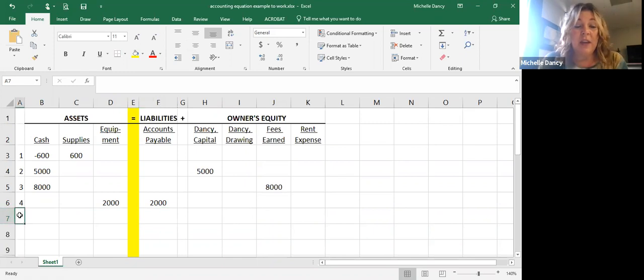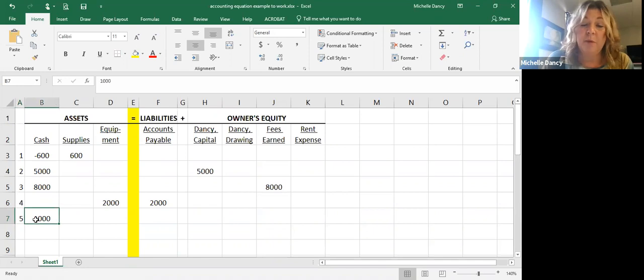Then let's go over here to number 5. And it says paid rent for the month, $1,000. Every time I see that word paid, I know that it means I spent money. Think about your personal money. When you pay something, the amount of money you have goes down. So when I see that word paid, I know cash is decreasing. So I'm going to put in a negative 1,000.